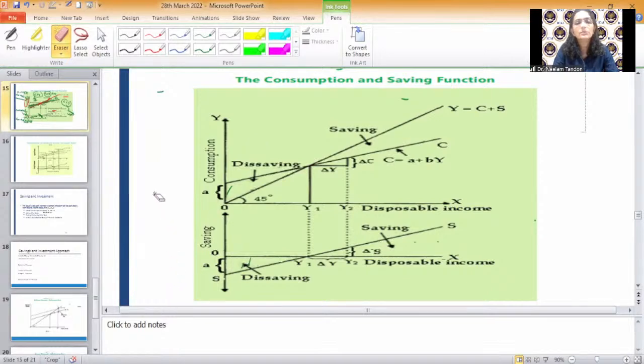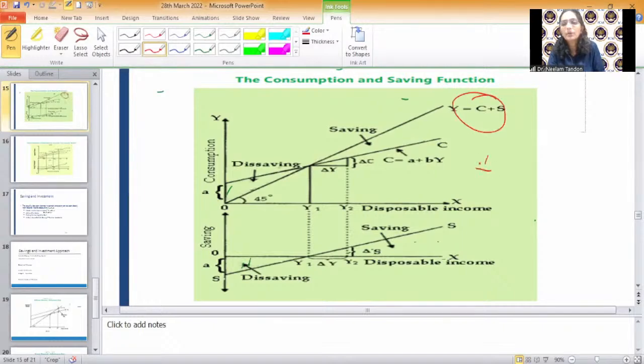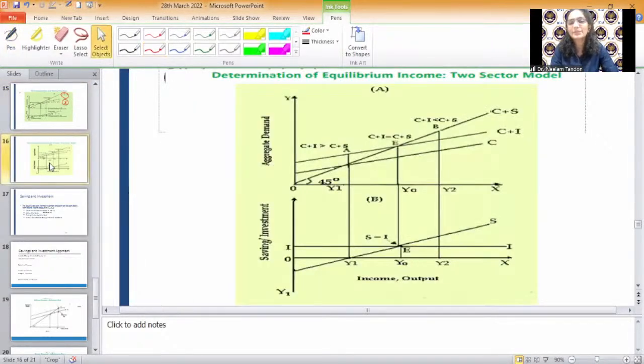Can you see this? In this, we are talking only about consumption and savings. We are not talking about investments. The next graph talks about consumption, savings, and investments. So that means we are talking about the two-sector model now. Consumption and saving, we were talking only about the household. Now we are talking about the two-sector model where we are talking about corporate as well as household.